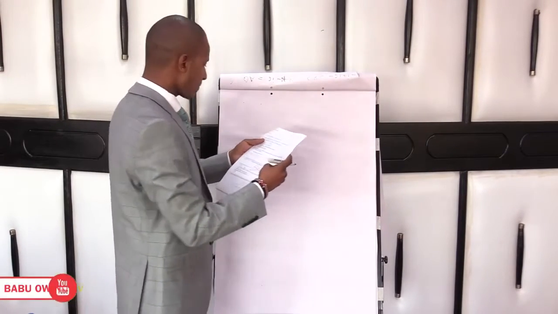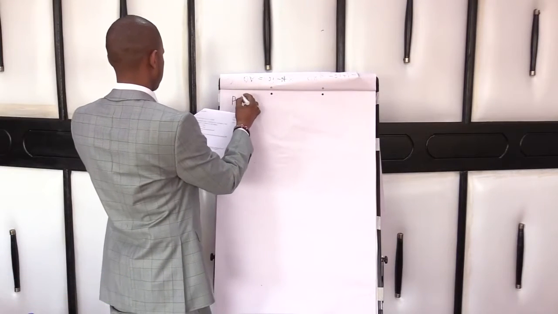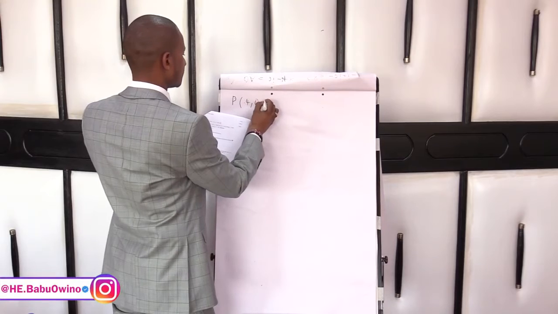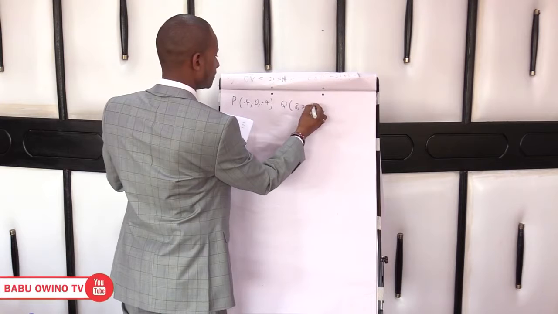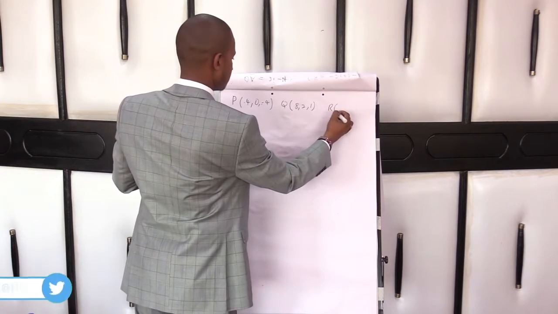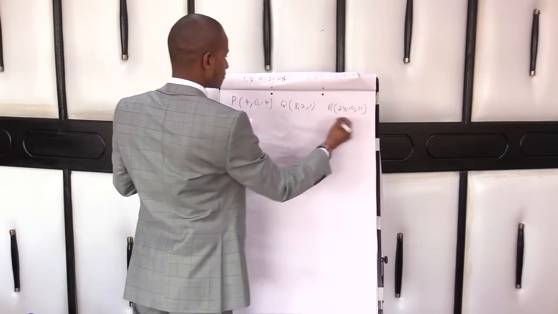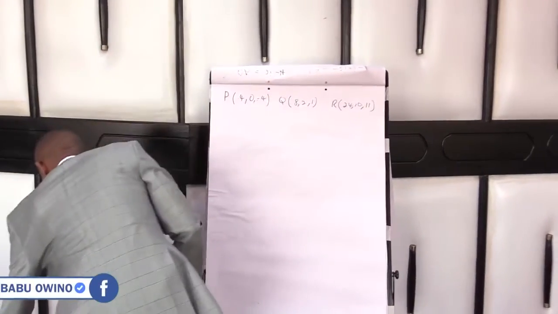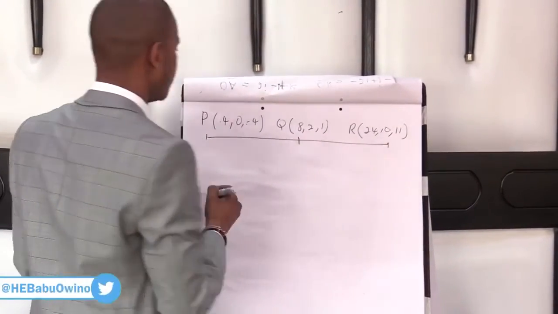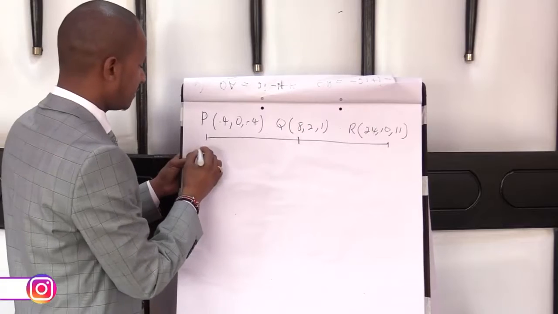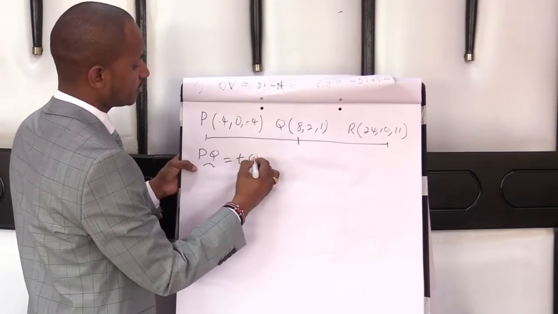Now you are told, show that point P, which is 4, 0, minus 4, Q, which is 8, 2, 1, and R, which is 24, 10, 11, are collinear. Show that these points are collinear. So we said that for them to be collinear, PQ is a scalar multiple of QR.